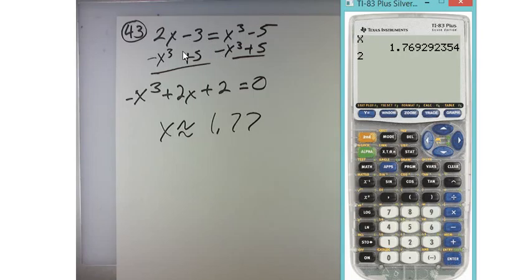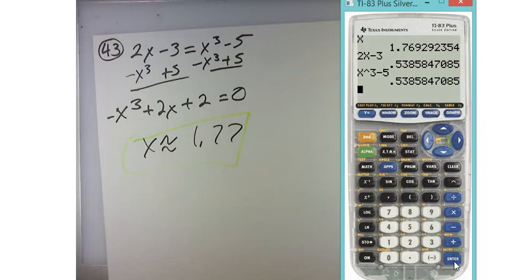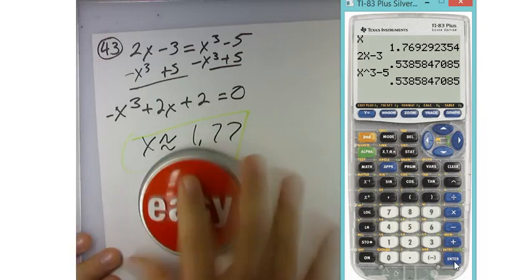I love to go back to the original equation and plug the value in and see what I get. So in other words, if I did 2x minus 3 and I hit enter, that's what I get. Now if I did x cubed minus 5, I should get the exact same number, correct? Does that make sense? And I do. So that is correct. Wabam with the bacon sizzle. That was easy.